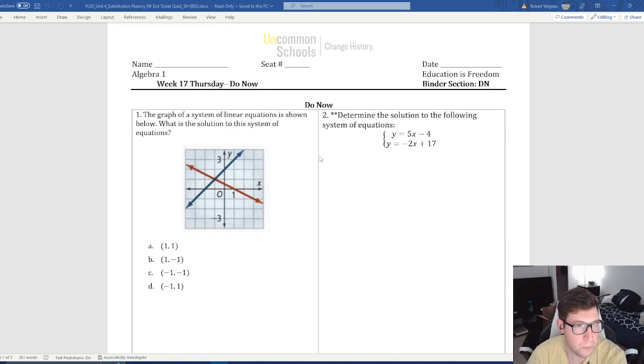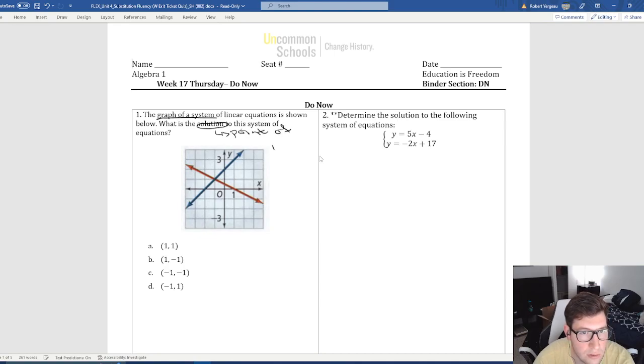Now, for number one, we have that the graph of the system of linear equations is shown below. What is the solution to the system? Well, every time we have a graph, remember, when we talk about the solution to a graph, what we're really looking for, I know we've written this before, but we're going to make another note of it, is our point of intersection. We're looking for where those two lines actually collide. And I can see it's happening right there. And so that point, well, that's -1 there, and that's 1. And so I'm looking at the point (-1, 1), which is option D.